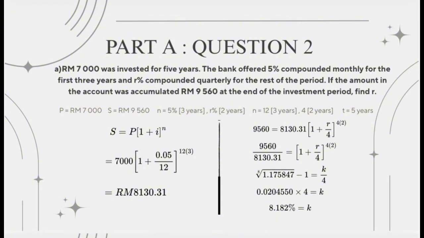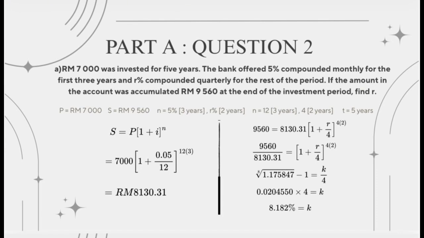First, we calculate the value after the first 3 years using the compound interest formula, S = P(1 + i)^n. We substitute P = 7,000, the monthly interest rate 0.05/12, and N = 36 months. This gives us an accumulated value of 8,130 ringgit and 31 cents. Next, this amount continues to grow for another 2 years under a new interest rate R, compounded quarterly.